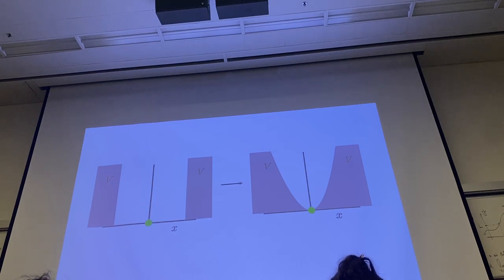Okay? And so on Friday, we're going to start with this scenario. A particle in a so-called harmonic well. A harmonic well. The well that defines the harmonic oscillator.